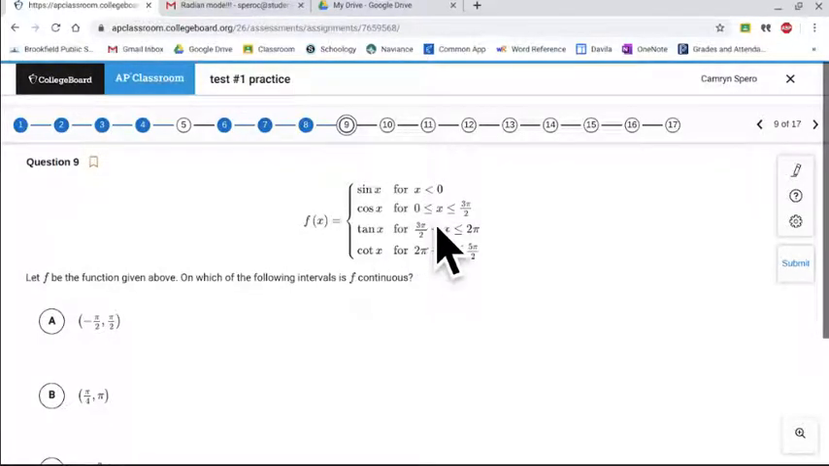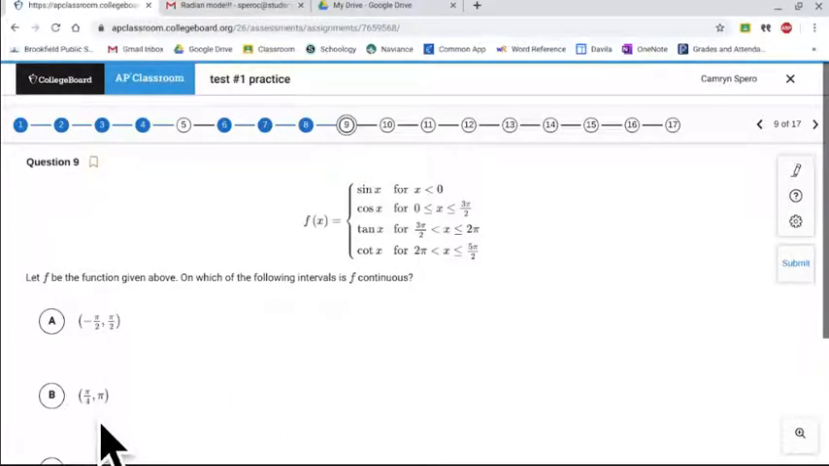So let's check the limit from the right. These are now x values bigger than 0. If I plug 0 into cosine, I get 1. So the limit from the left is 0. The limit from the right is 1. Therefore, the limit does not exist. Therefore, the function is not continuous at 0. So this interval is out because 0 is in this interval and the function is not continuous at 0.